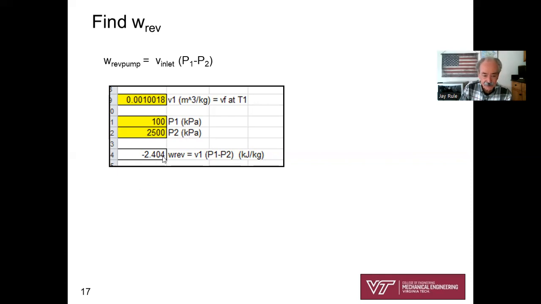Does that make sense? Does a negative number make sense? Yes. It takes power to drive the pump. I would expect a negative value there.